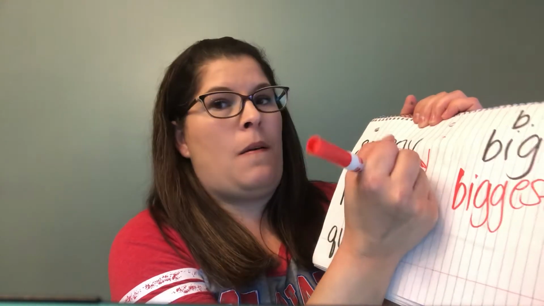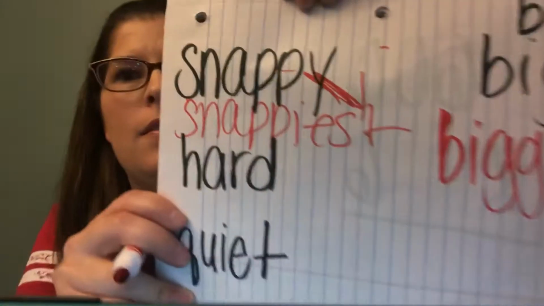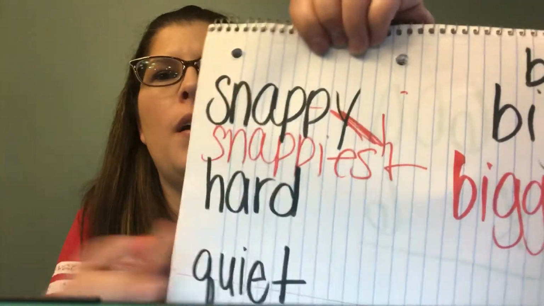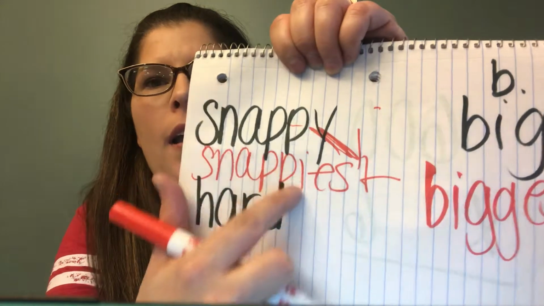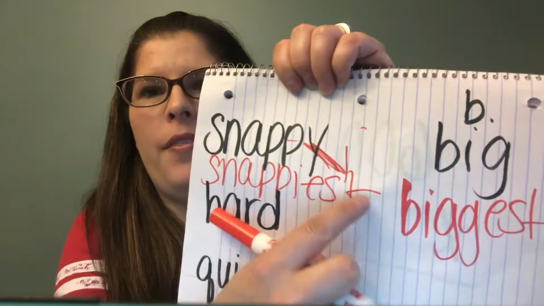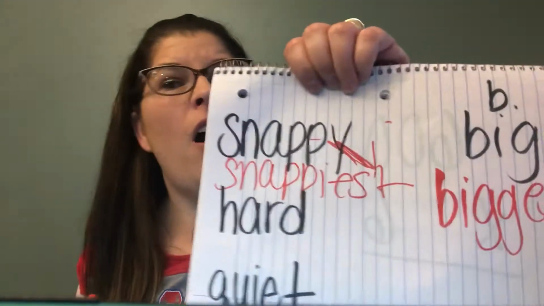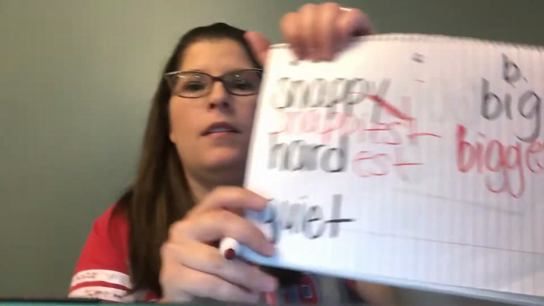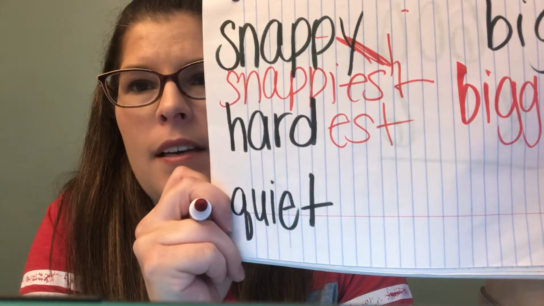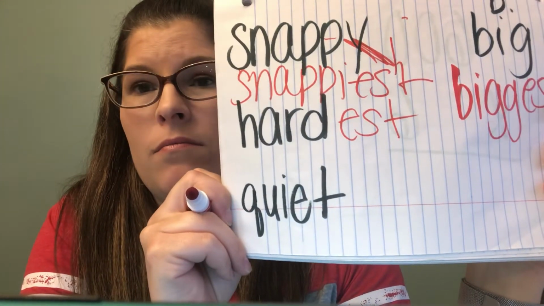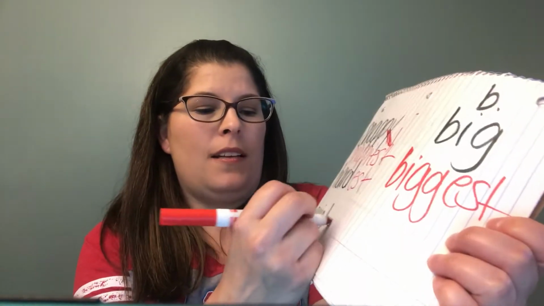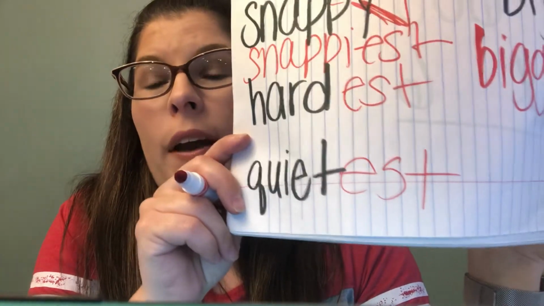So snappy is going to turn into snappiest. Not my snazziest handwriting, but snappiest. Drop that Y, make it an I, add the est, and that's supposed to be a T. What about hard? What does hard turn into to make it an est? Hardest. You only need to add the est. What about quiet? Do I need to add a consonant, anything? No, there's already one consonant with that T there, so quiet is going to turn into quietest.